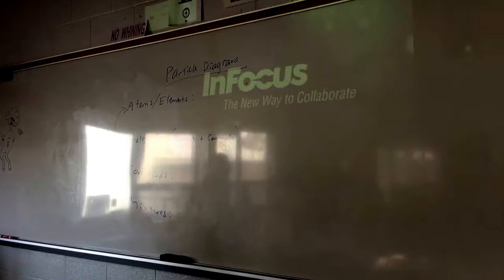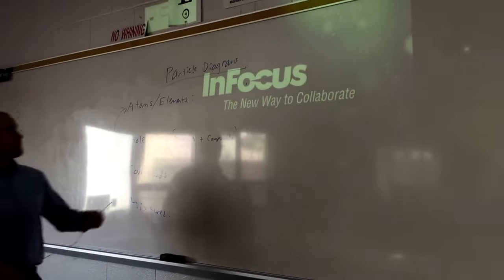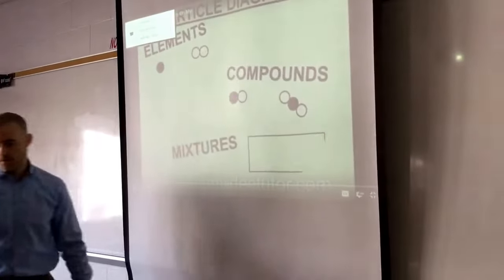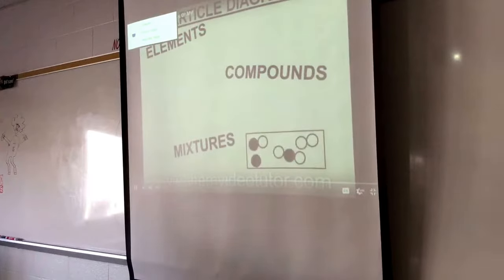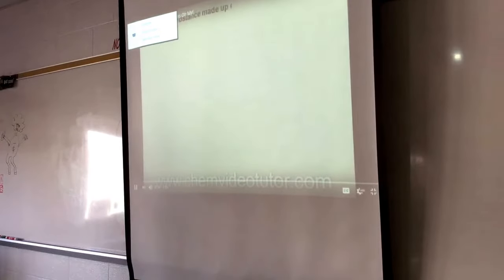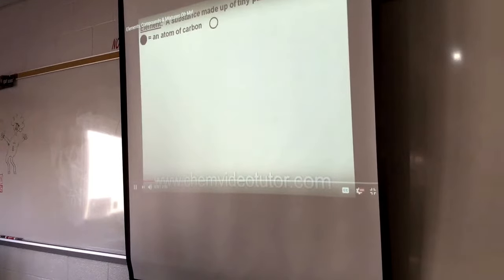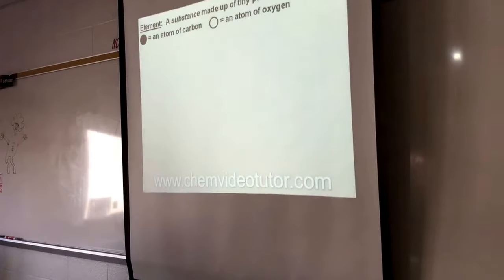Compounds and mixtures, then this. If you are confused about the difference between elements, compounds, and mixtures, then this is the video to watch. An element is a substance made up of tiny particles called atoms, and they are the most basic form of matter. We can use a simple shaded circle to represent an atom of carbon, let's say. If we used an unshaded circle, that would represent an atom of a different element, such as oxygen. When atoms of elements chemically combine, which we show by having them touch, they form molecules.